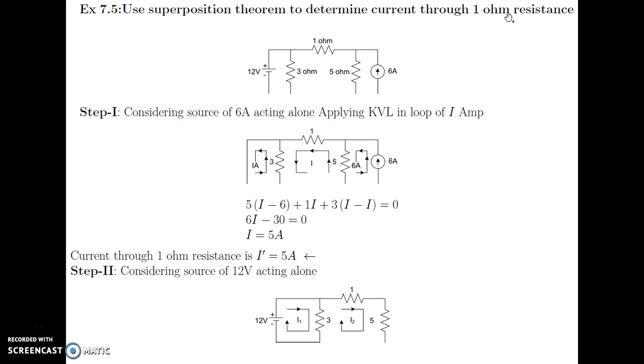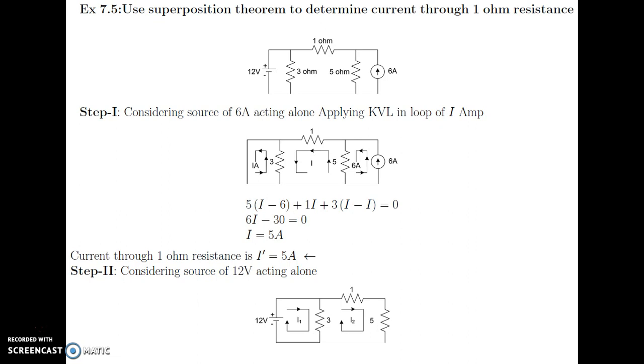Use the superposition theorem to determine the current through this 1 ohm resistance. One voltage source and one current source are given, and we have to calculate the current flowing through the 1 ohm resistance. In the superposition principle, we have to consider only one source at a time.